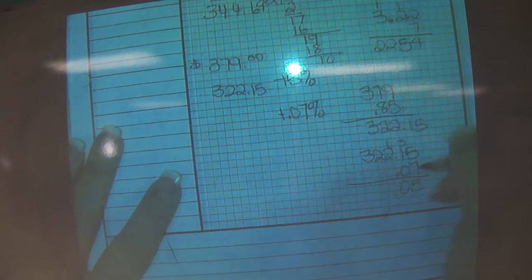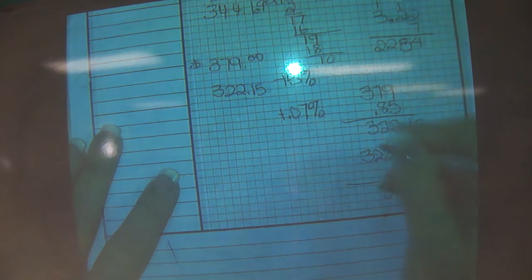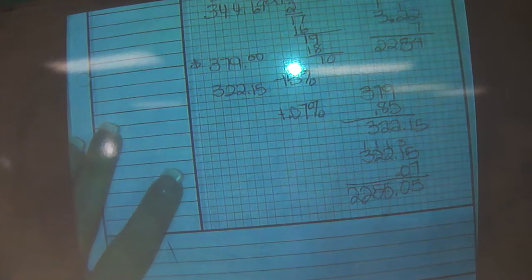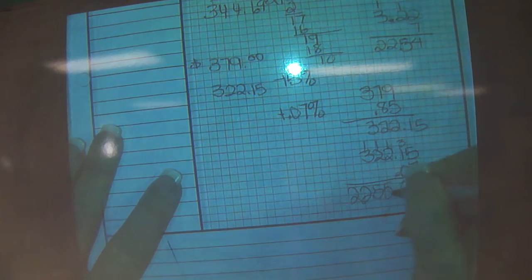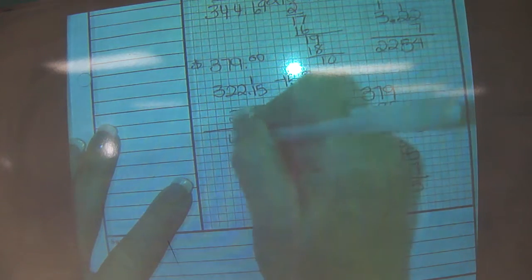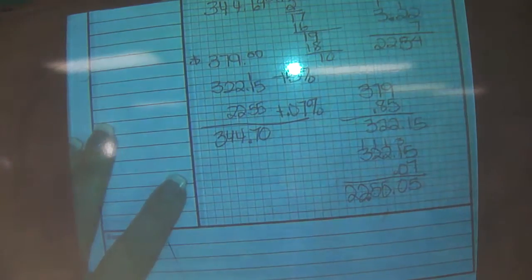What did you say times? 10, 15, thank you. 21, 22. Okay, and we have 4 decimal places. So we're going to pay $22.55, so 344.70. So there's a couple ways to figure out percentages.